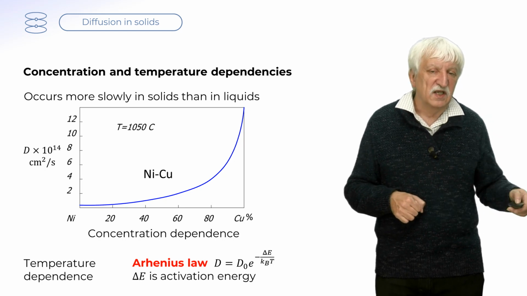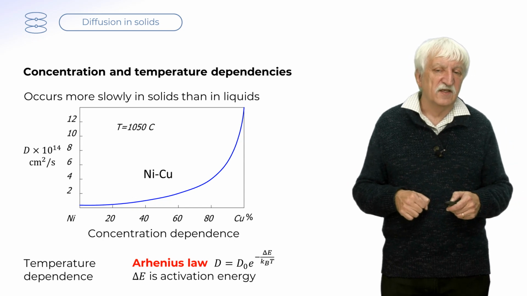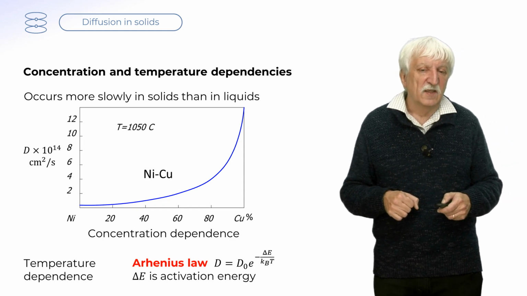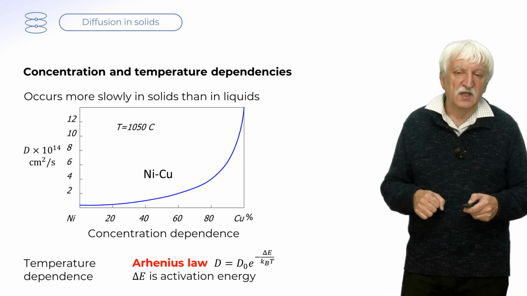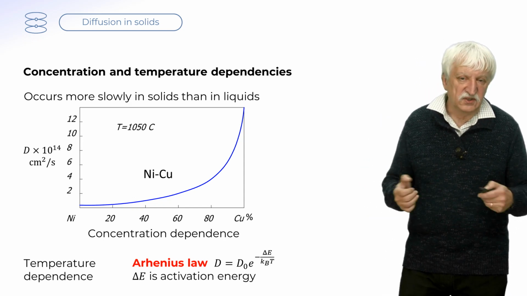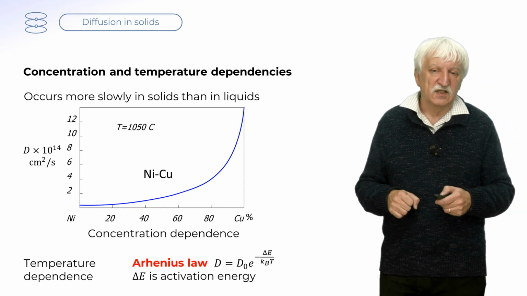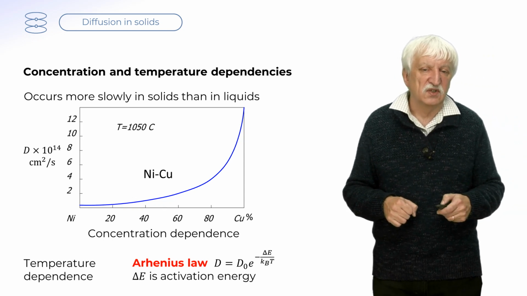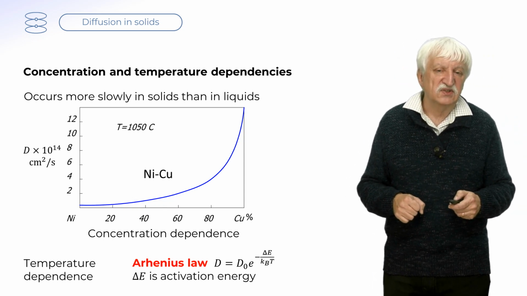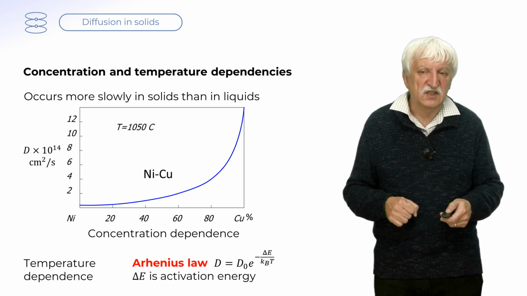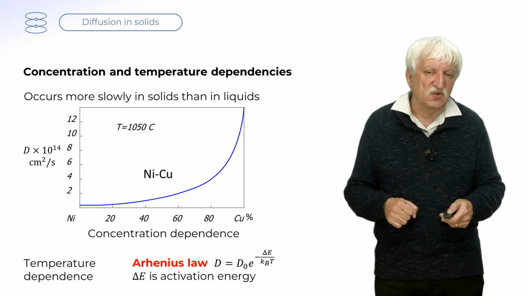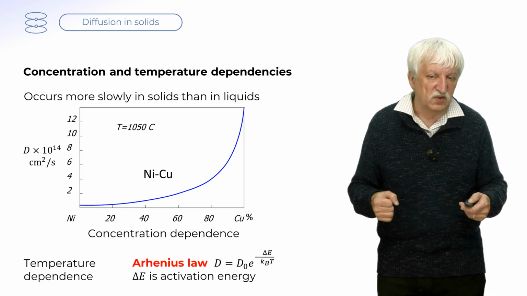Along the x-axis, there is a concentration of nickel-cuprum alloy, and this axis shows the relative concentration of cuprum. And you see that the value of D is very, very small.